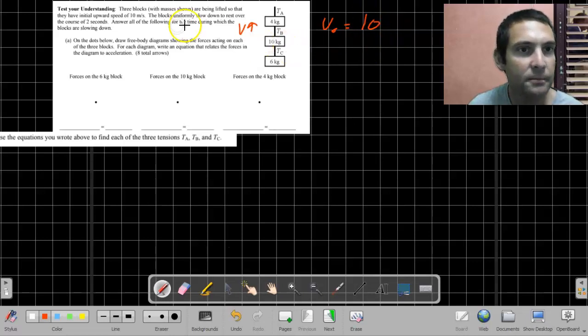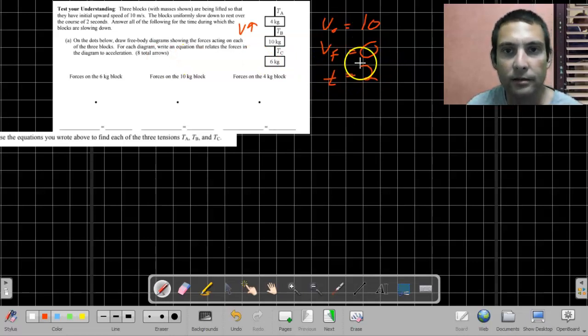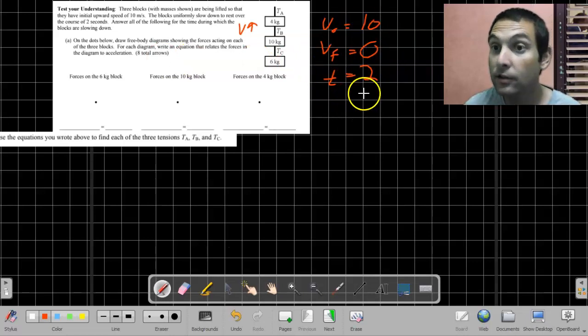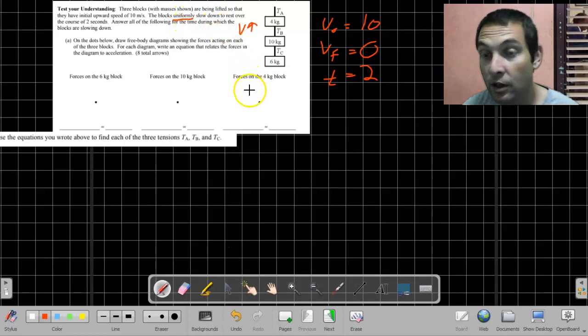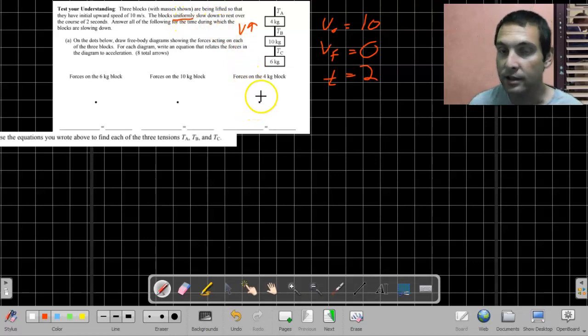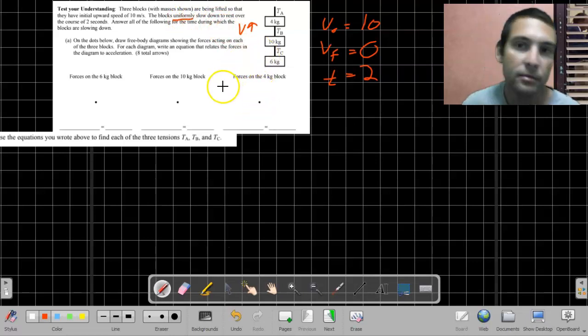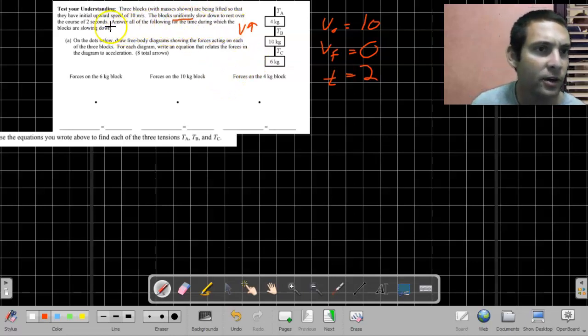10 meters per second. The blocks uniformly slow down to rest. I know rest always tells me I have a 0 velocity somewhere, over the course of 2 seconds. Oh, look at that. 3 variables. Looks like it's uniformly slowing down, which means a constant acceleration. We can use kinematics here. I don't know if we need to. Let's continue on. Answer all of the following for the time during which the blocks slow down.